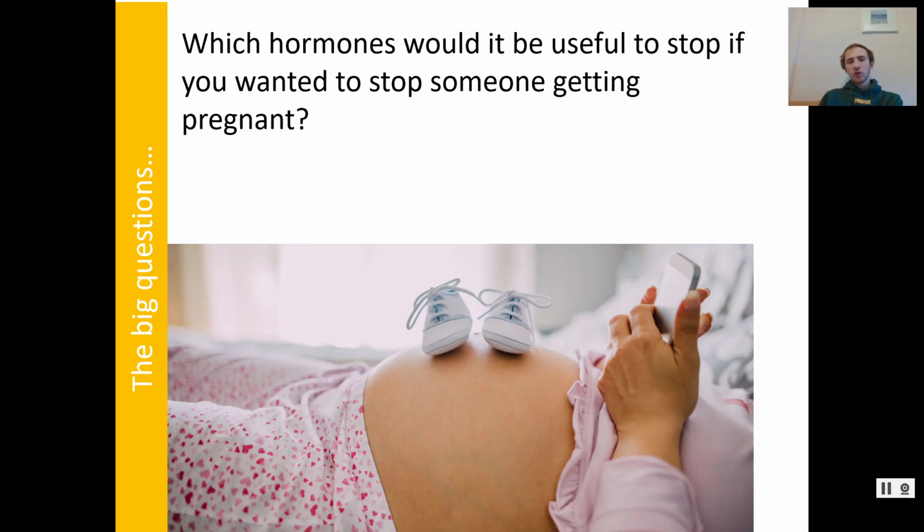What hormones would it be useful to stop if you wanted to stop someone getting pregnant? Because with hormonal contraceptives, you're going to be using at least one of those hormones to prevent yourself getting pregnant, and you're going to be wanting to stop at least one of those hormones. So, which ones would be useful to be able to stop? Which would be the easiest thing to stop?